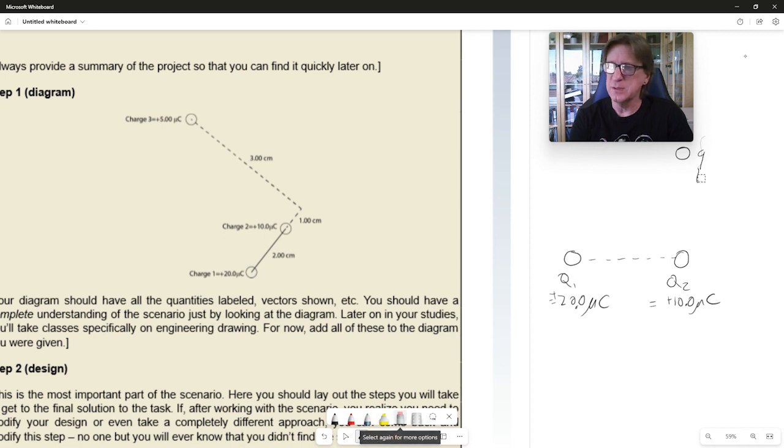And I'll go to the eraser here. There we go. So up here we've got Q3, and that's positive 5.00 microcoulombs. Let's see, we need to move that over just a little bit. Let's put Q2 right here.